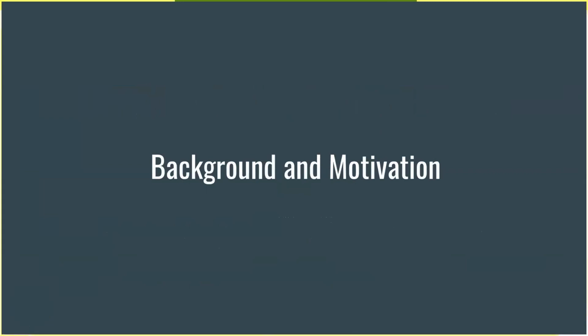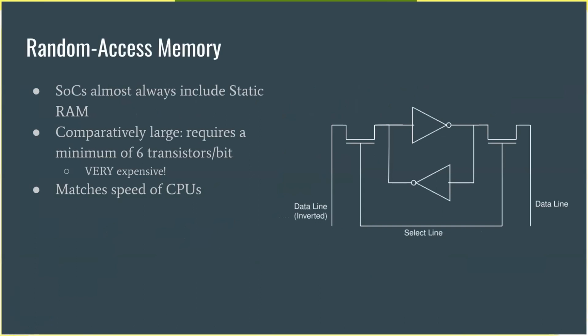I'm going to give you a little background and motivation for what DFFRAM is and why we felt the need to make it. Now, as you all know, chips need RAM. It's where you store a program, it's where you store your data, and thus every system on a chip typically has some random access memory on board. Now, it is larger than the commodity RAM you can buy, but it does match the speed of the CPUs, which makes it invaluable for this kind of thing.